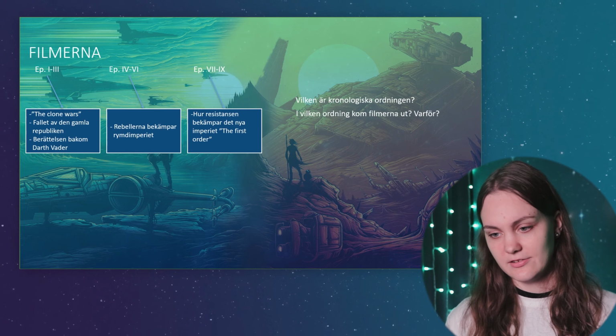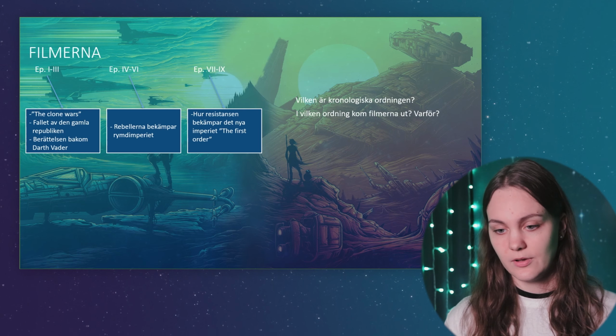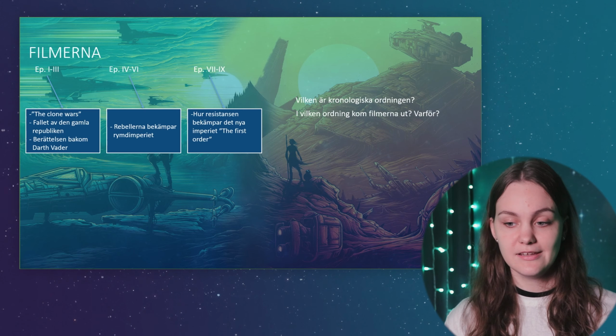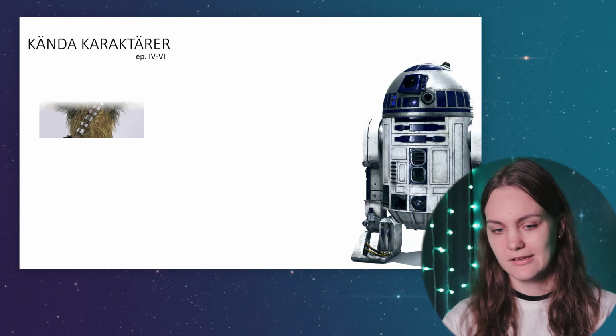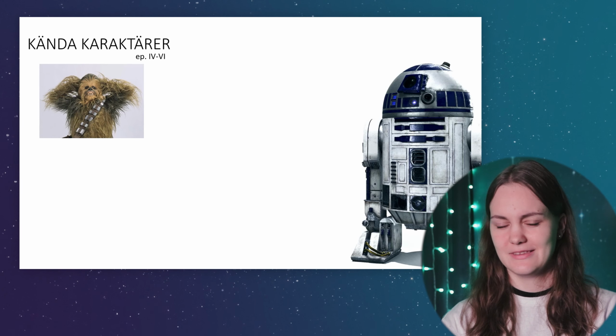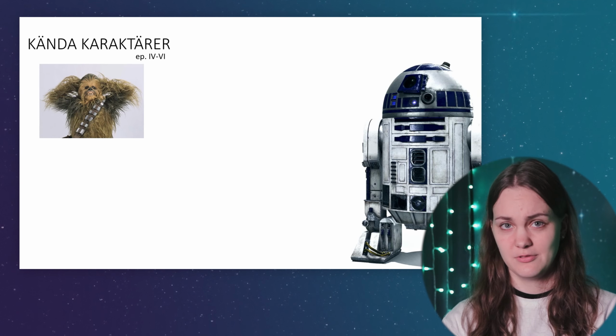The films. And then there's some questions. What is the chronological order and in what order did the films release and why? So I suppose I answered these questions in my presentation. Well-known characters from episodes 4 to 6. And I don't know if this time I had people guess who these were or if I just said them. Maybe I learned from the first time that that wasn't a good idea.